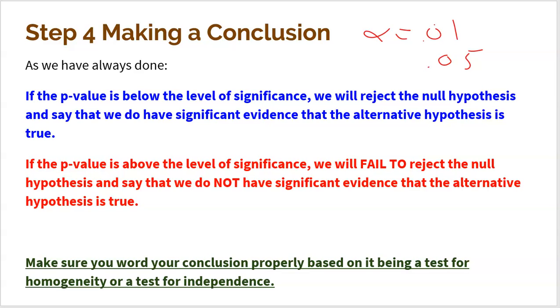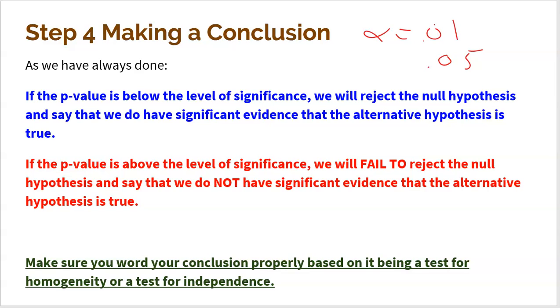So if your p-value is quite large, well then what that means is that your test statistic, which came from your sample, is very likely if the null is true. Well, if your sample is likely if the null is true, then that means that it's not weird and the null probably is true. So that's why we fail to reject it.